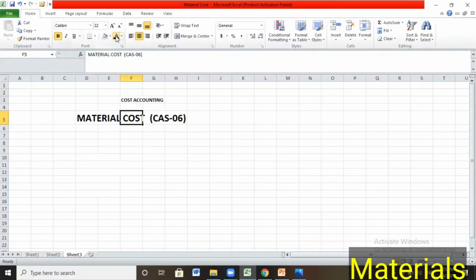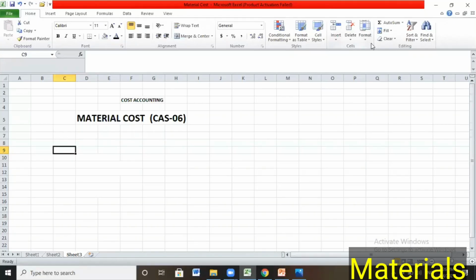It is all about material cost. As per cost accounting standard 6, we need to learn the concept of material cost. As you know, materials constitute one of the important elements of production. So the ICWA has issued cost accounting standard 6, which deals with material cost. Here are a few examples and types of material.